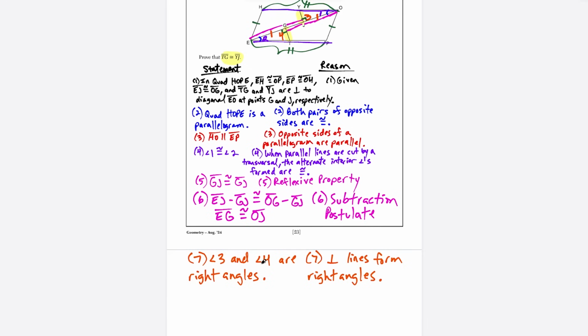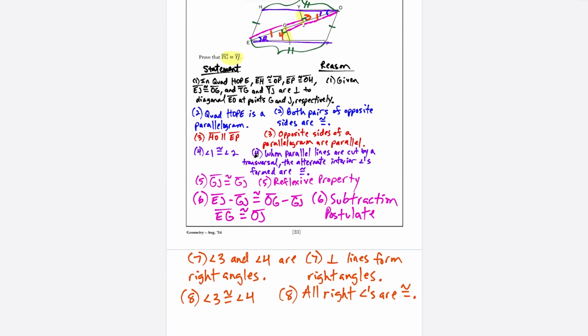For statement 7, we know angle 3 and angle 4 are right angles because perpendicular lines form right angles. We said that over here. We said TG and YJ are perpendicular to diagonal EO at G and J. So that's what we're using over here. And now we actually have to make a statement of congruence. We have to say that angle 3 is congruent to angle 4. And how do we know that this is true? We know it's true because all right angles are congruent.